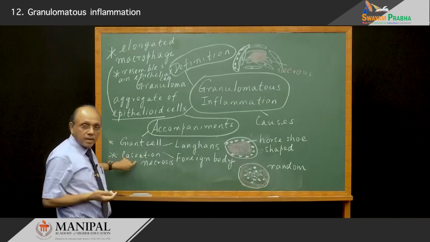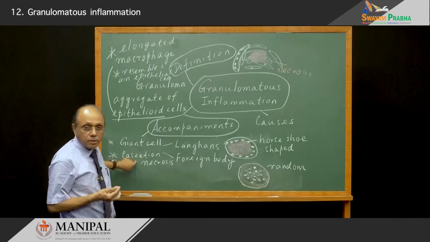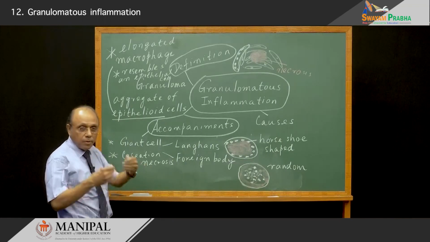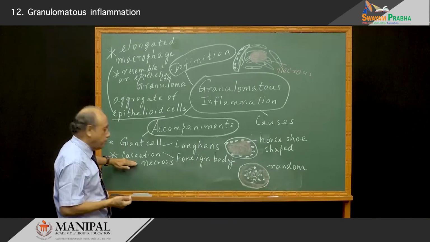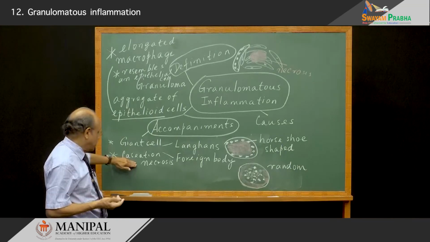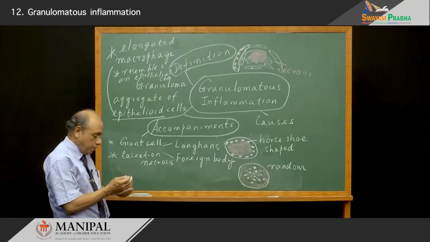This is often described as caseation necrosis. Caseation means cheese like necrosis. When you look at it with the naked eye, the necrotic area appears cheese like. So, caseation necrosis is the second accompanying feature.